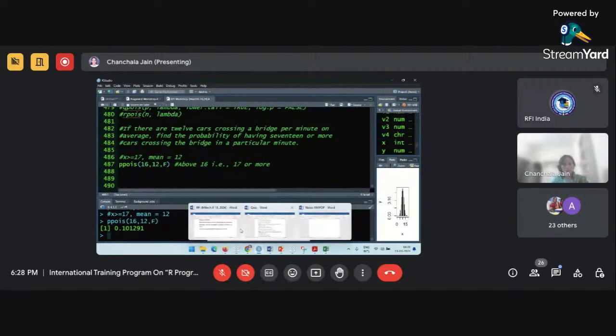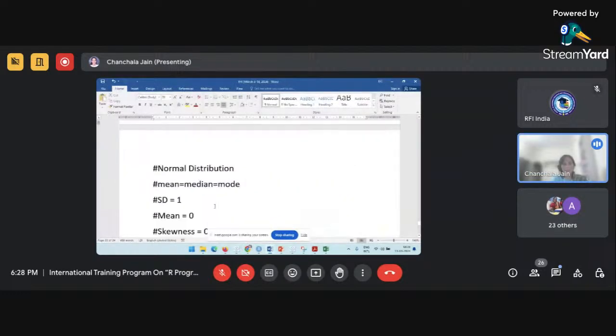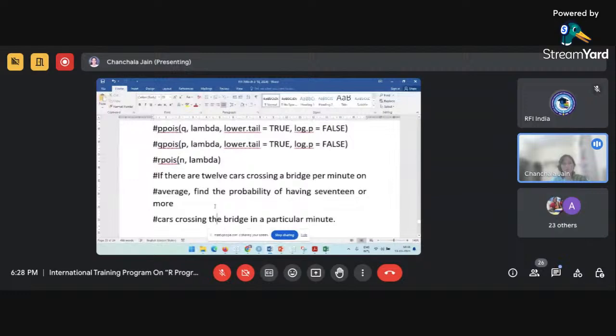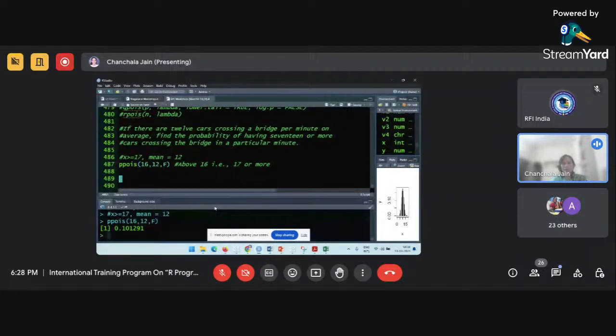Now, I think I am not going much deep into the Poisson because Poisson is not that much useful for us. But if I have some more problems available, I'll post them to you people, so that you can practice. Now, talking about the most important distribution, normal distribution.